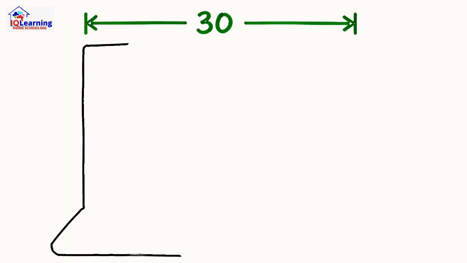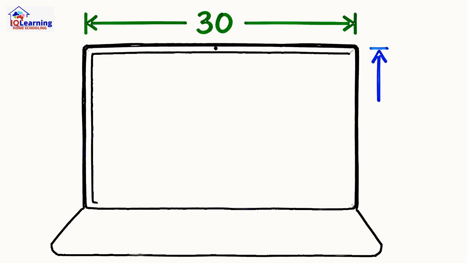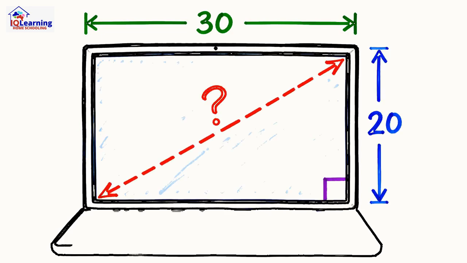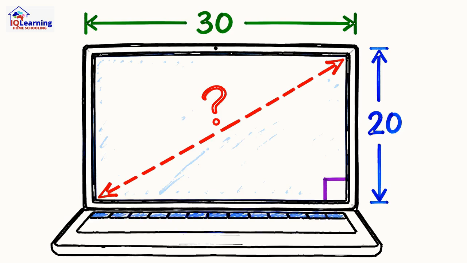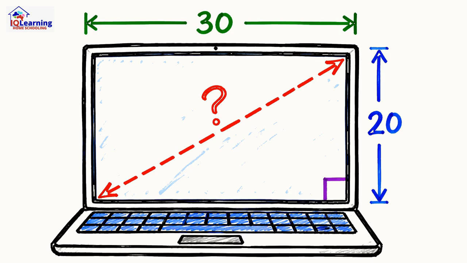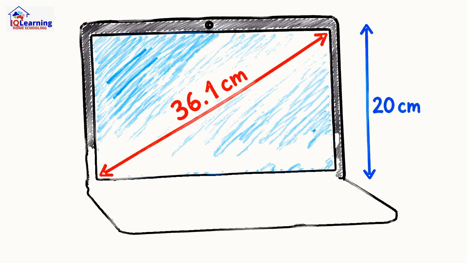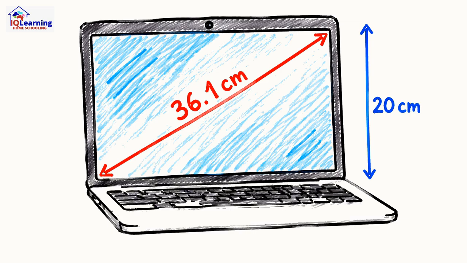What if you need to find the longest side? Say a laptop screen is 30 centimeters wide and 20 centimeters high. The diagonal is the hypotenuse, so we add. 30 squared plus 20 squared is 900 plus 400, which equals 1300. The square root of 1300 is about 36.1 centimeters. This is exactly how electronic screen sizes are measured.